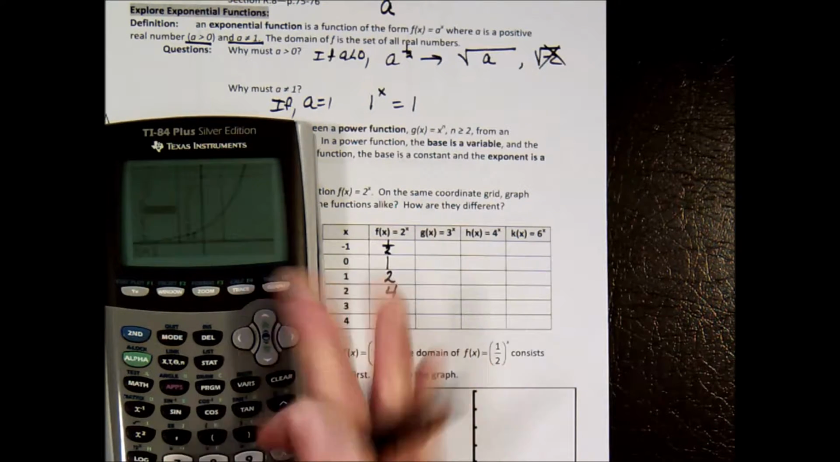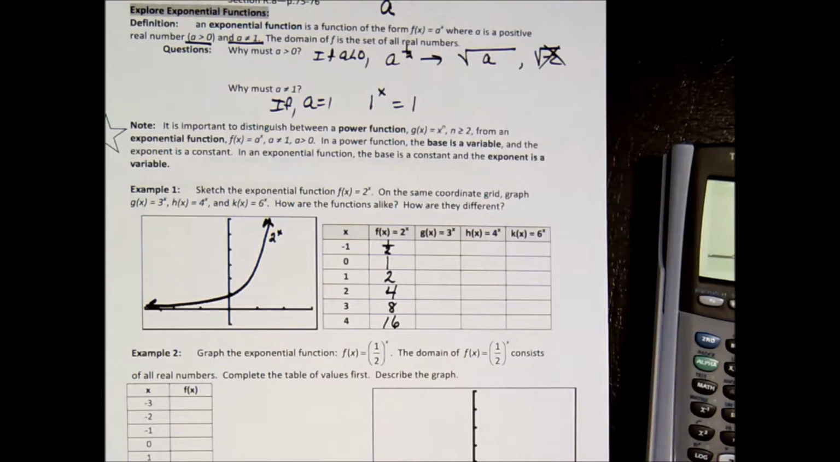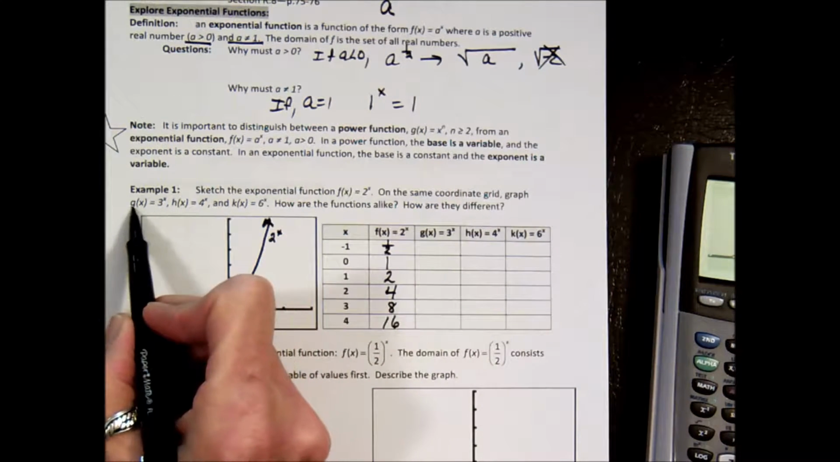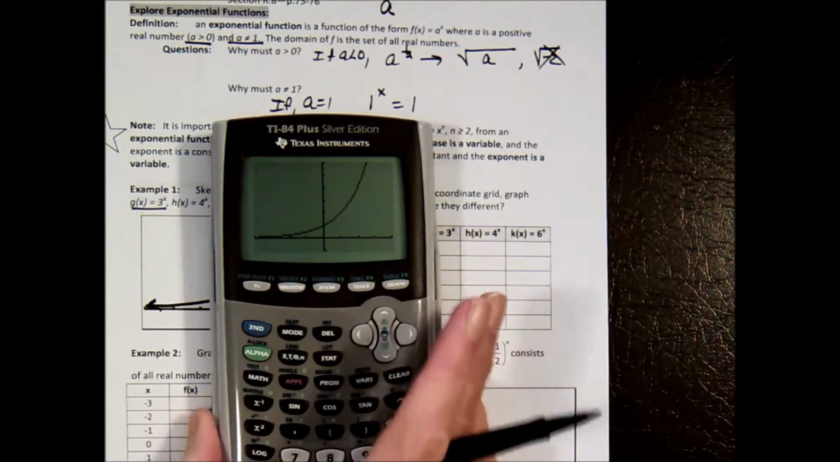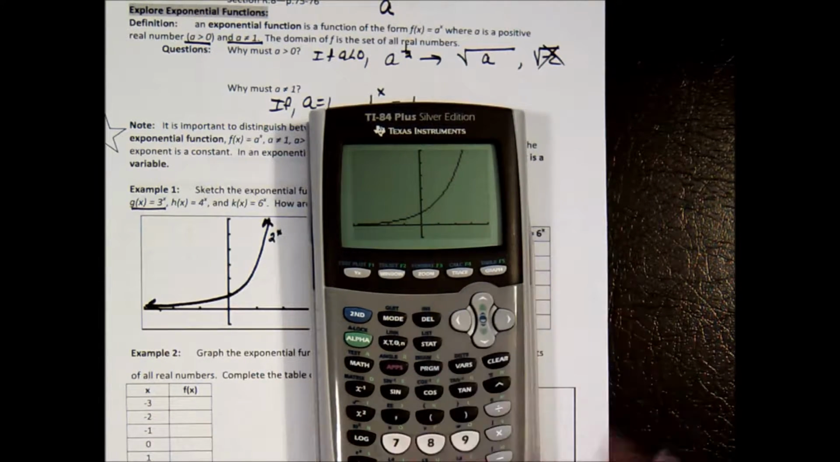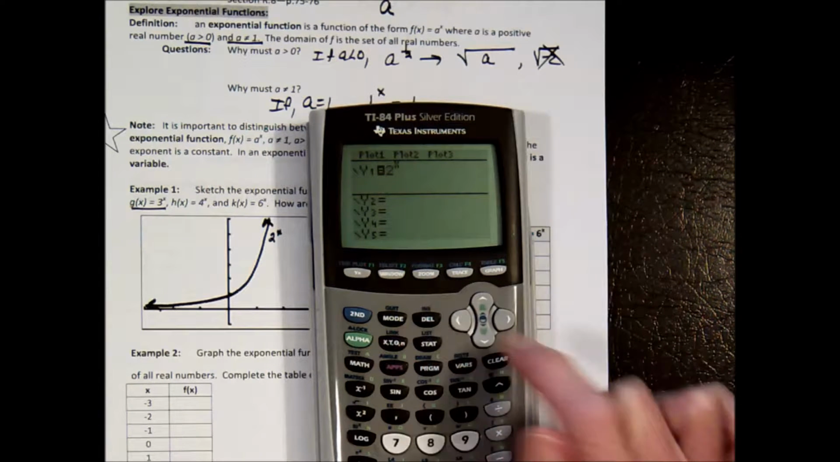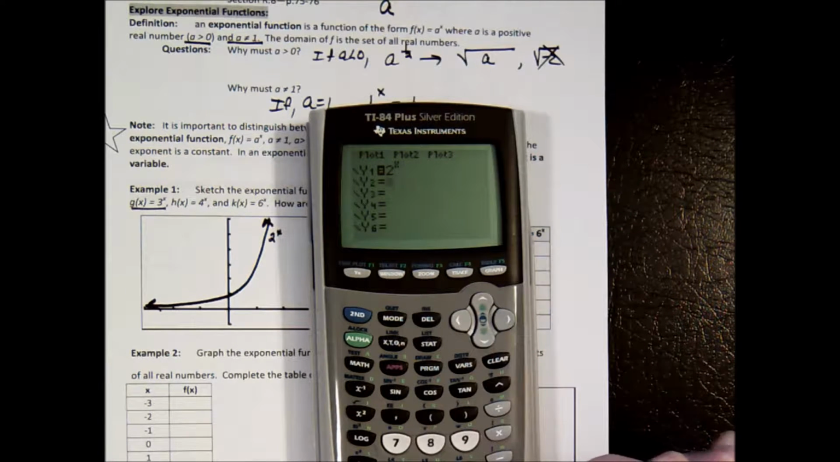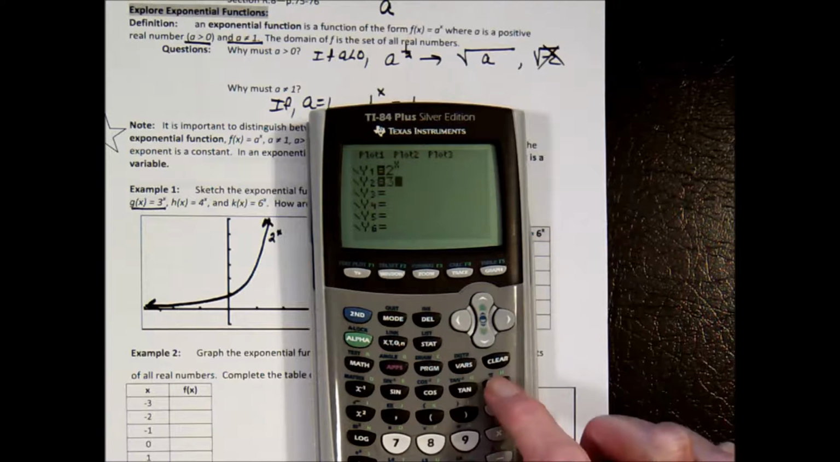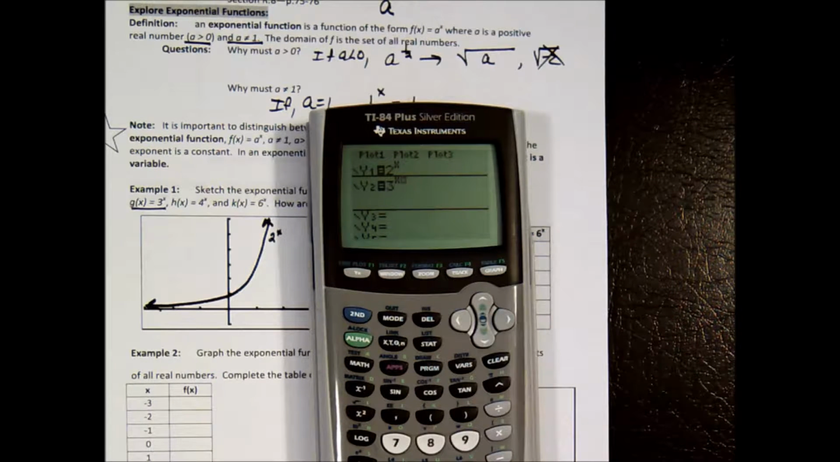So let's go back to our graph, and now it says to enter g of x equals 3 to the x. So we're going to leave this one on here. Let me scoot it over. Going to go back into y equals, we're going to keep our y sub 1, go down to y sub 2, and this time we're going to put 3 to the x power. Now I want you to watch where it comes up in relation to our first graph. So here we go. It's starting.